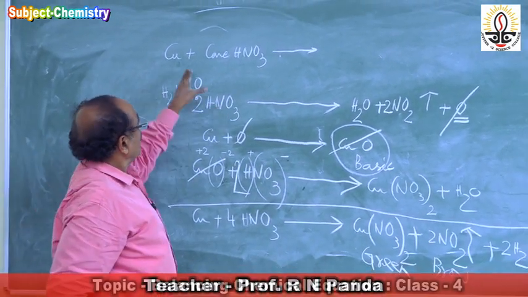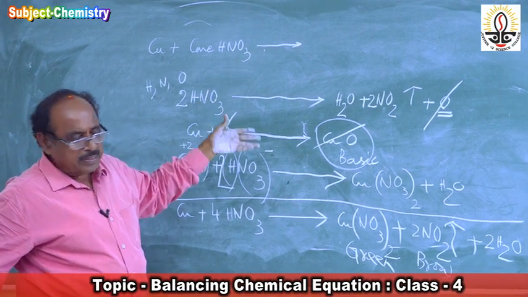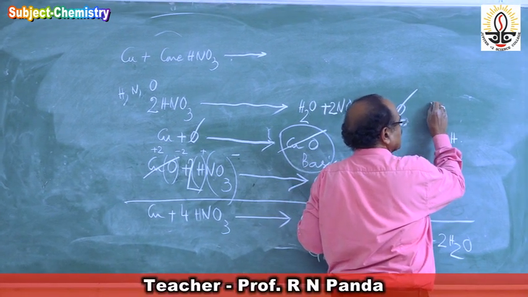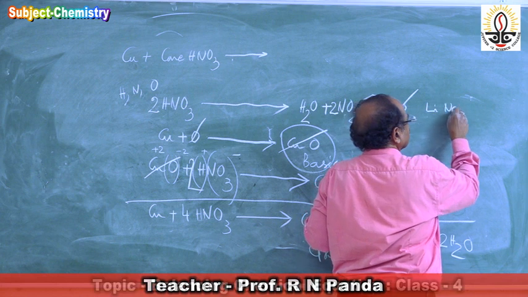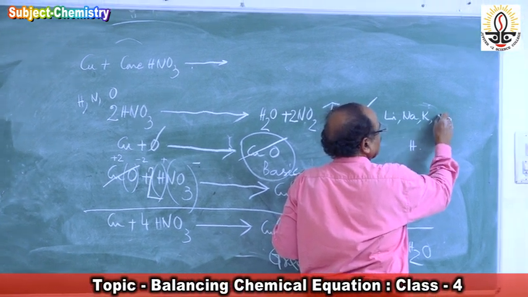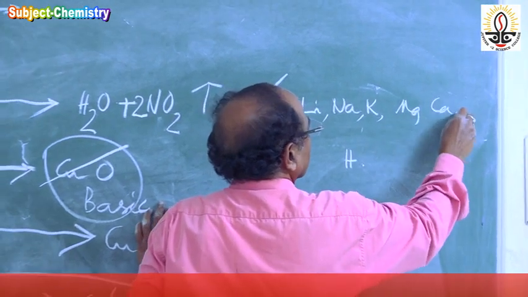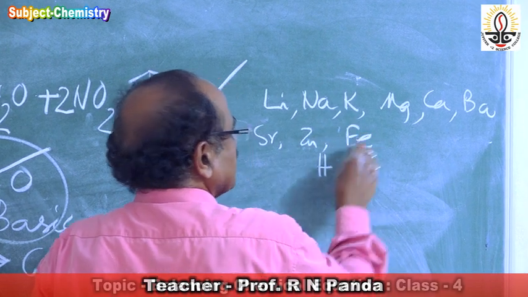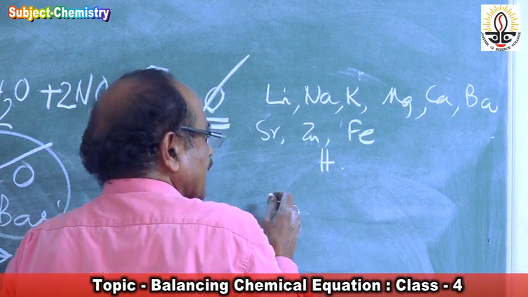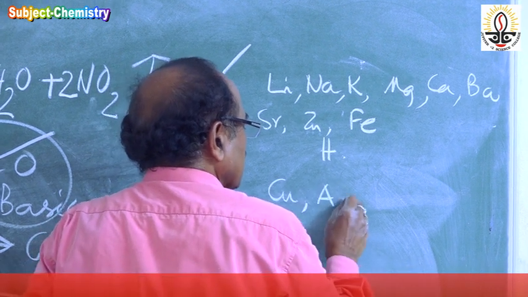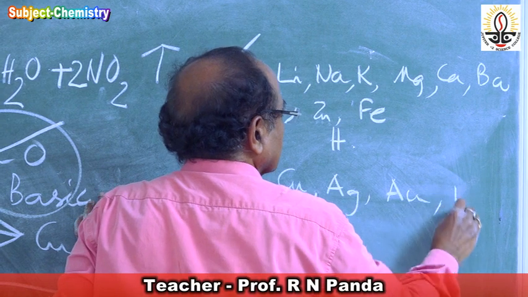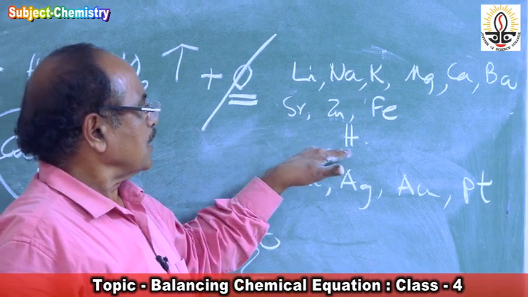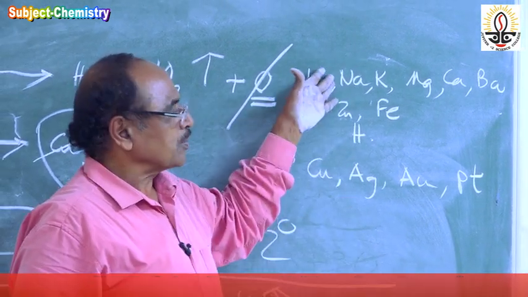So what is here? Those metals, copper among all the metals, you have hydrogen, and above you have the group 1 elements. Who are they? Lithium, sodium, potassium, then magnesium, calcium, barium, strontium, zinc, iron, all these are more positive than hydrogen. Who are less positive than hydrogen? Copper, silver, gold, platinum, they are less positive than hydrogen. So we classify all the metals as more positive or less positive than hydrogen. This is called the electrochemical series.